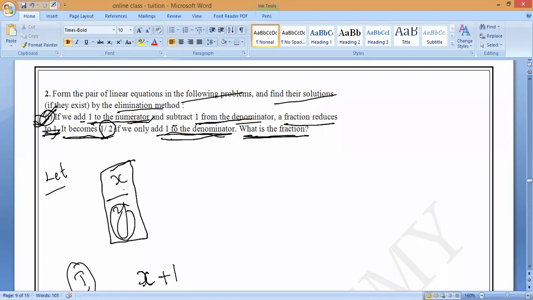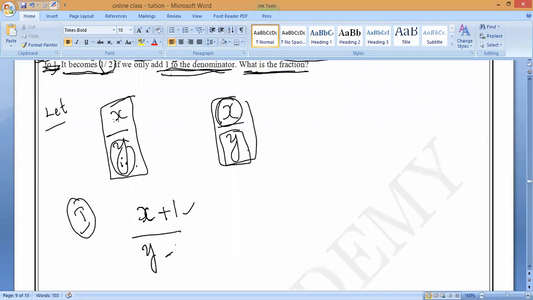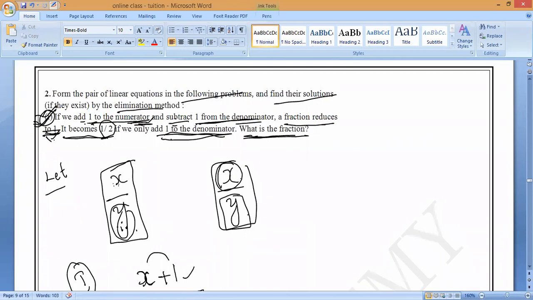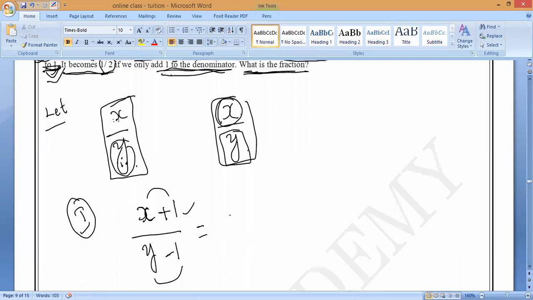Let us assume the fraction is x by y. What is the first condition? Add 1 to the numerator. The numerator is x, so 1 is added to x. Next, subtract 1 from the denominator. The denominator is y, so it is y minus 1. Understood this step? Any doubt, ask me. No, ma'am. Now the fraction reduces to 1, it means the fraction becomes 1. This is our first condition.